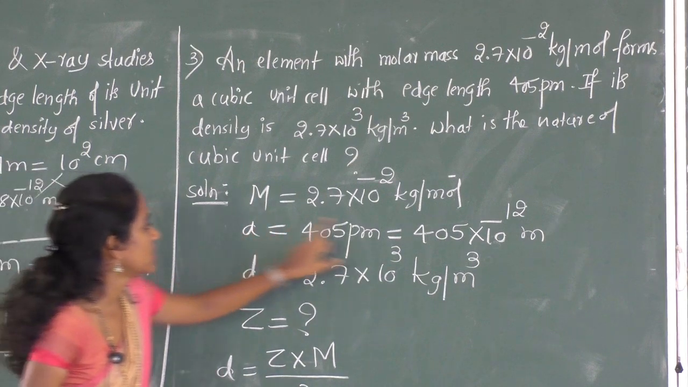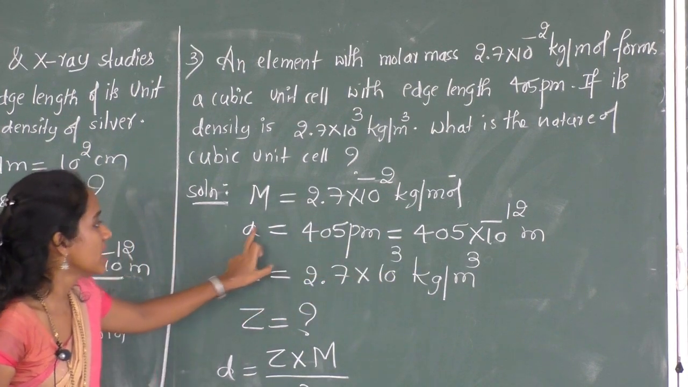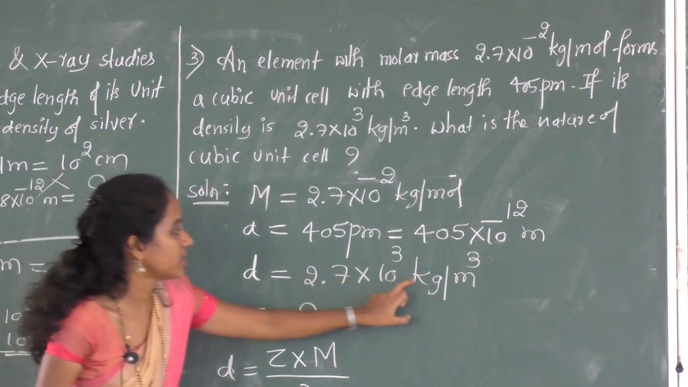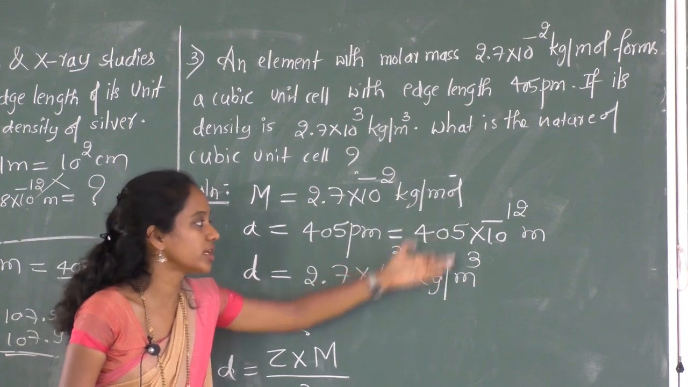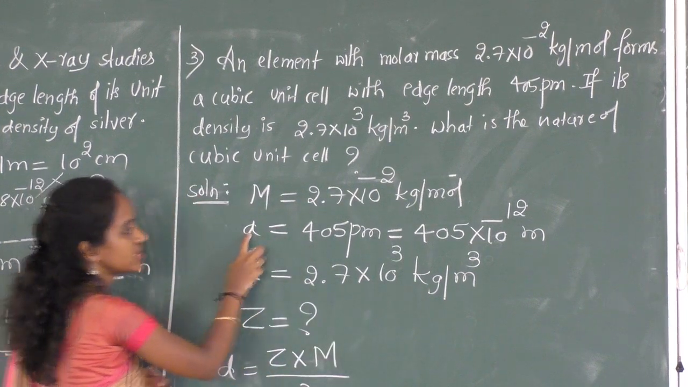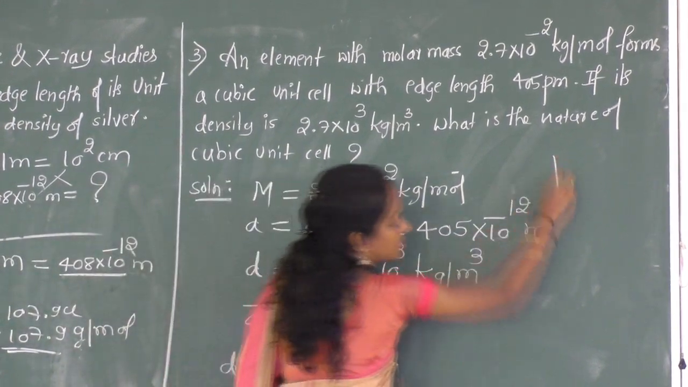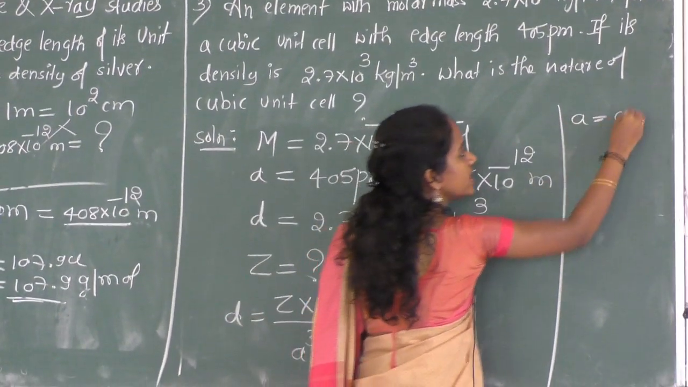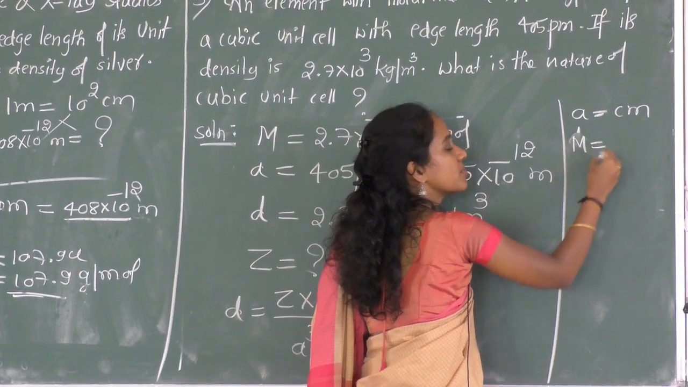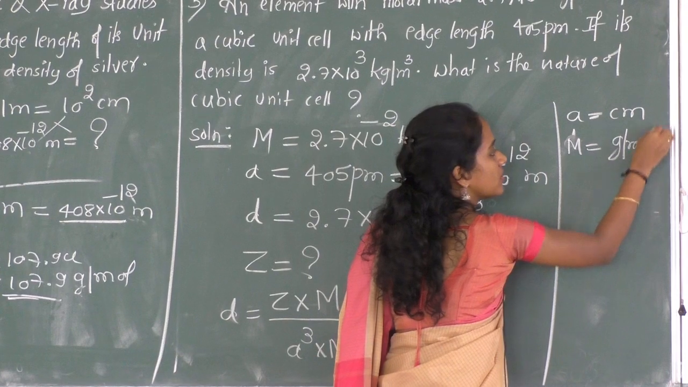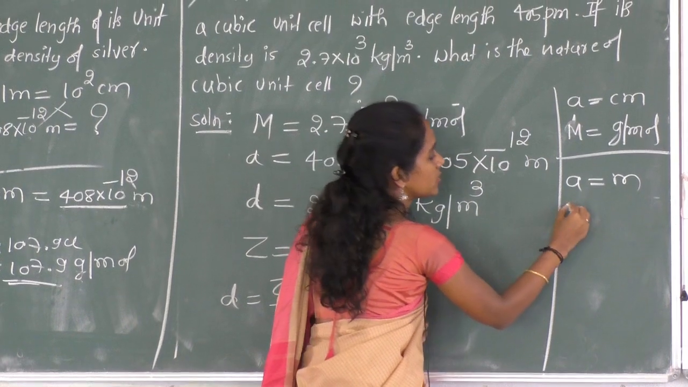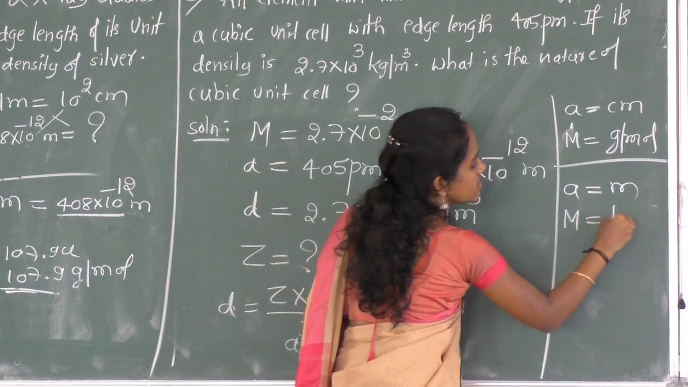So now let us have a look at these two values, that is edge length, the unit of edge length is in meters now. What about density? It is in kg. So no need to do the unit conversion here, because already density is in kg and edge length is in meters. So remember, if edge length is in centimeter, then the unit of molar mass must be in gram per mole. Okay, if edge length is given in meters, then you need to convert the molar mass to kg per mole.